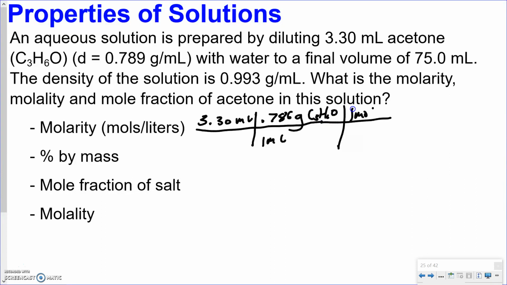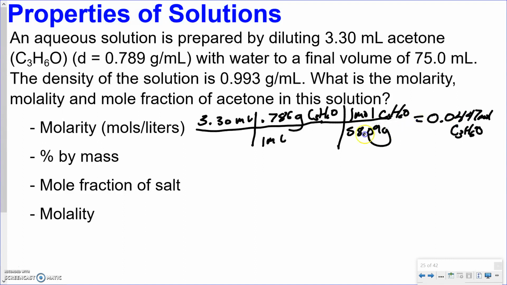Okay, and for every 1 mole of our C3H6O, we have a molar mass of 12.01 times 3 plus 1.01 times 6 plus 16. We have a molar mass of 58.09 grams. Okay, so when we go through and do this math, 3.30 times 0.786 divided by 58.09. And I'm getting a mole value of 0.0447, looking at sig figs, 3 sig figs of our acetone.